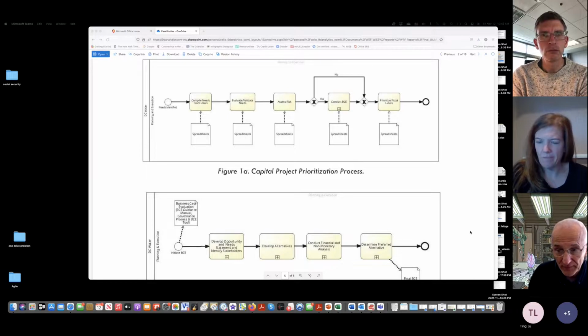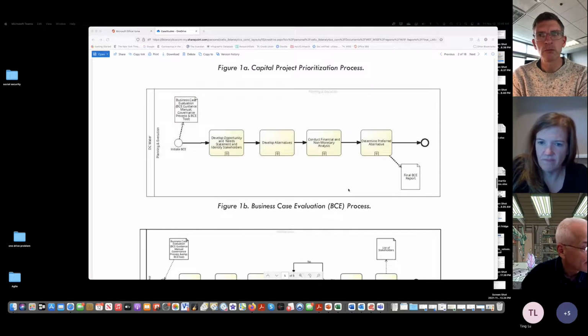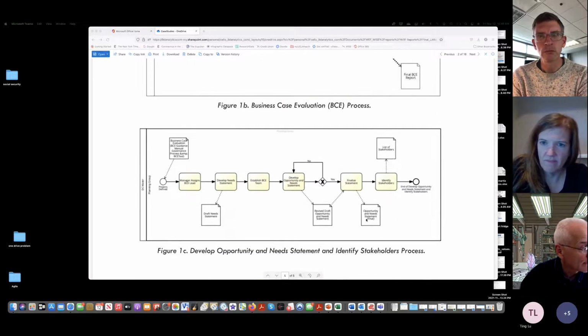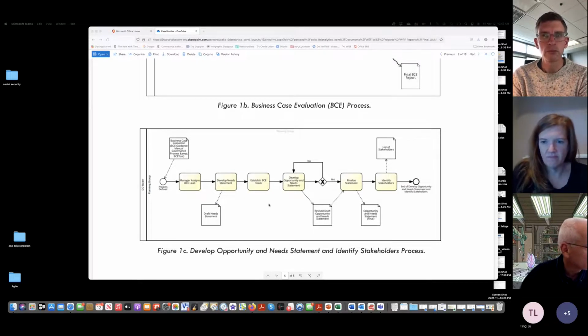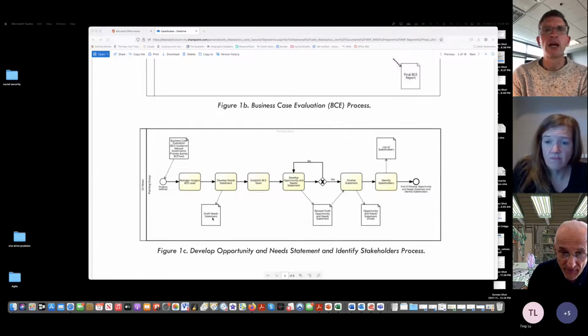It would be really helpful for folks, especially if we start attaching artifacts, like a draft opportunity and need statement, draft needs. So you have an example of that, and then it starts really speaking to people. Does that make sense? Yeah, it does.